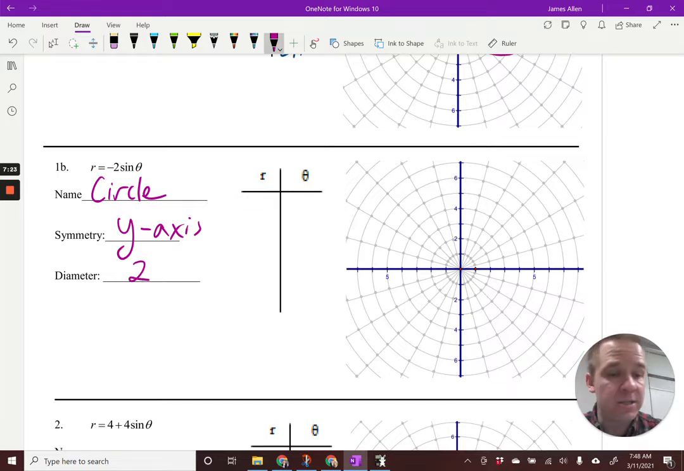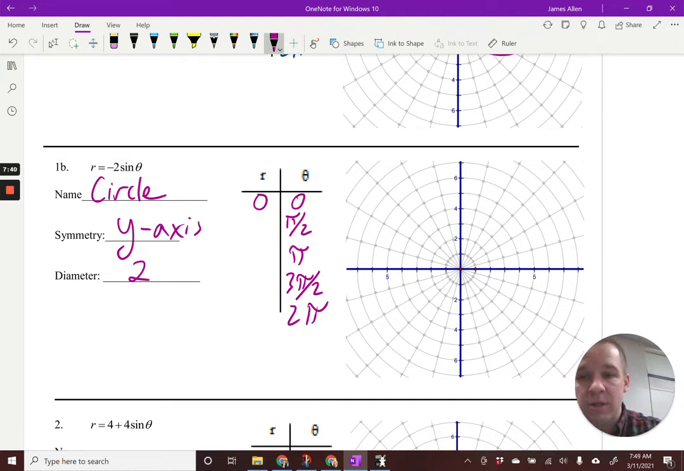Awesome sauce. Now let's use our same values here. I can use 0, pi over 2, pi, 3 pi over 2, and 2 pi. Okay, so now if I plug 0 in for sine, right? Sine of 0 is 0, so I get 0. Now sine of pi over 2, that's +1.